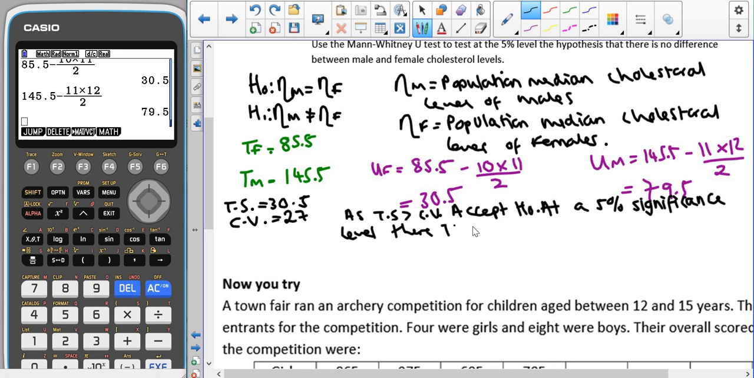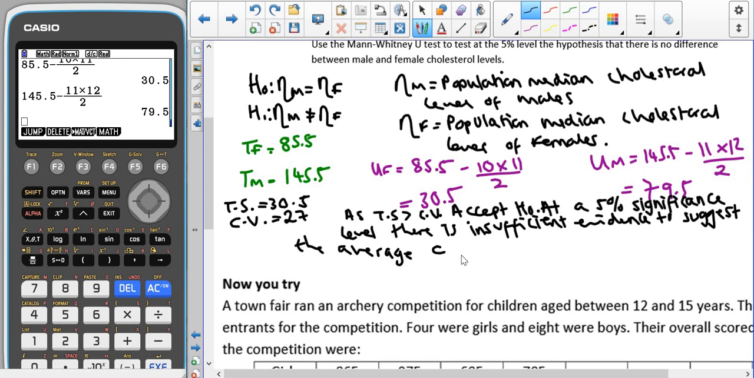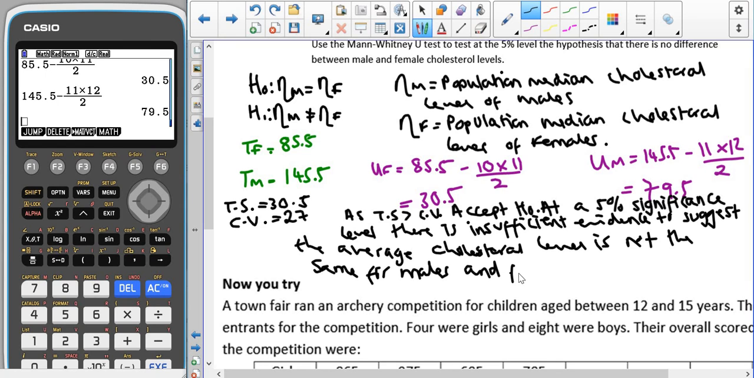There is insufficient evidence to suggest the average cholesterol level is not the same for males and females.